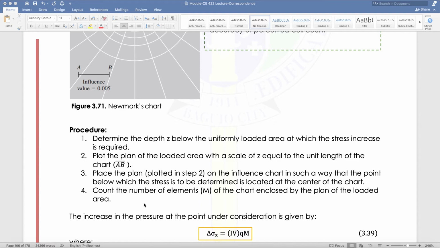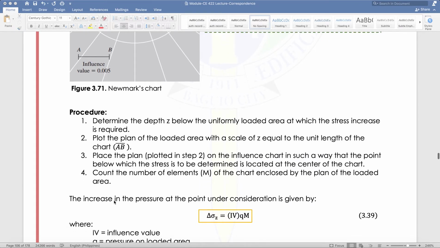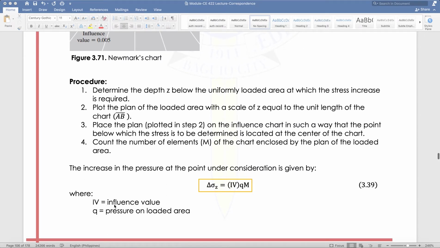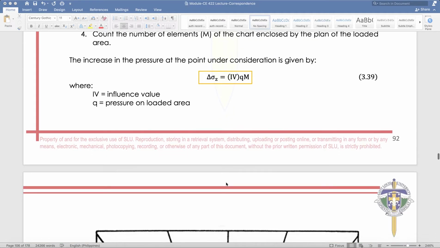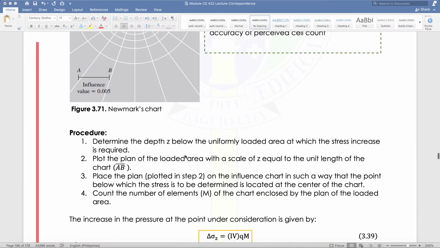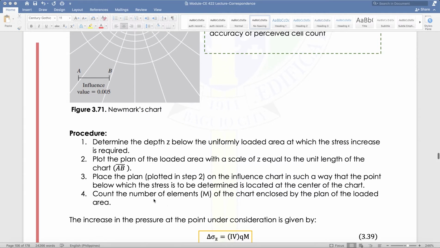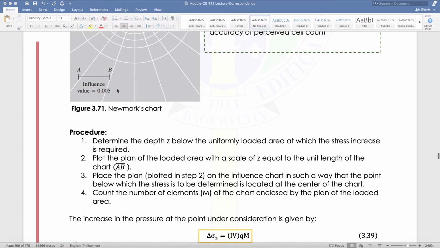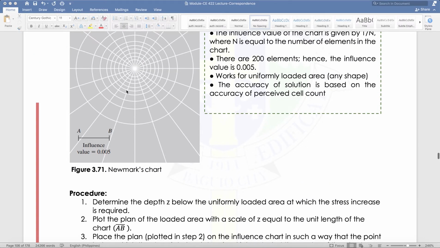Then lastly, count the number of elements, M, of the chart enclosed by the plan of the loaded area. Then the increase in the pressure at the point under consideration is given by delta sigma z equals IV times q times M, where IV is the influence value and q is the pressure on the loaded area. M is the number of elements, kung ilan yung pumasok dun sa diagram.